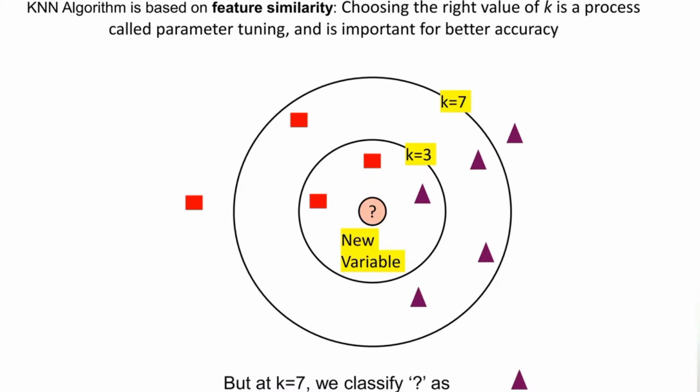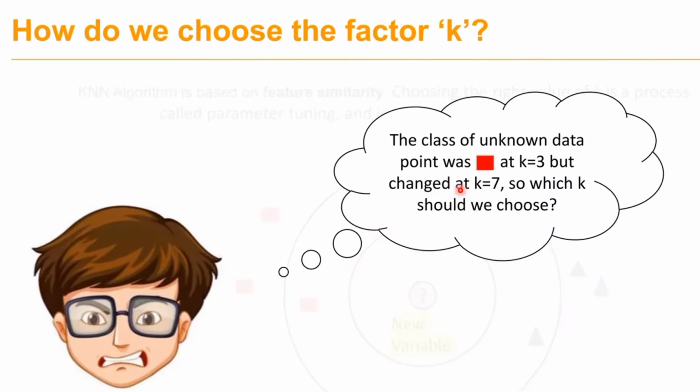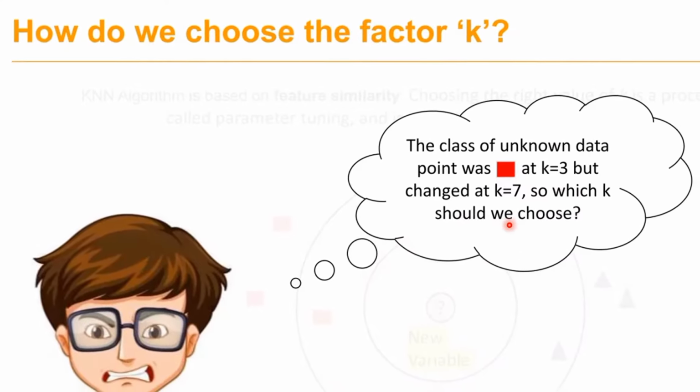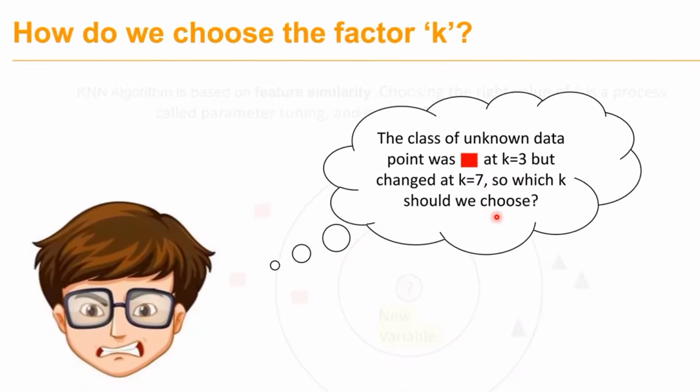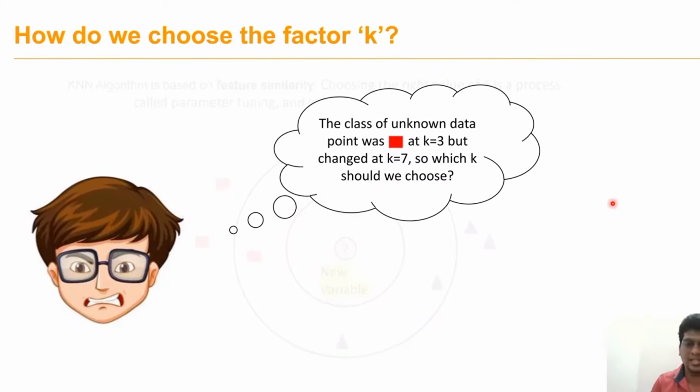Here the k value is identified as 7 because 1, 2, 3, 4, 5, 6, 7. Okay, so if the k value is 7, now the maximum is this triangular structure which is in brown color. So it can be taken as brown. First time when k equals 3, it is taken as this red square, but when k equals 7, it is that brown triangular structure. So what value we should choose for k is the main challenging thing.